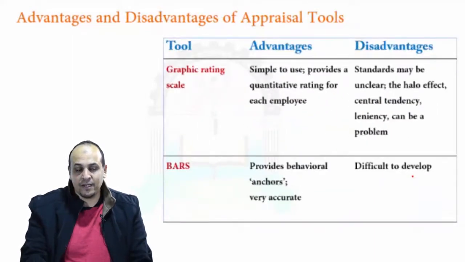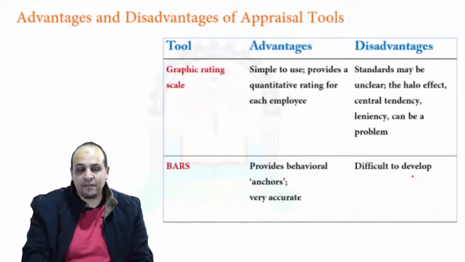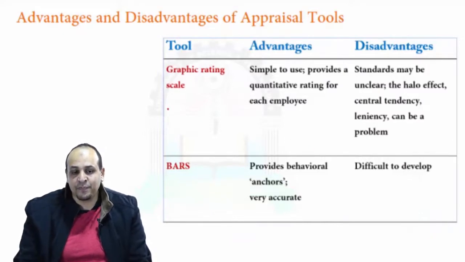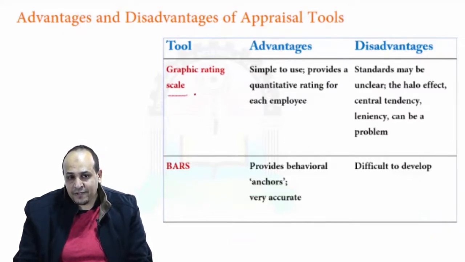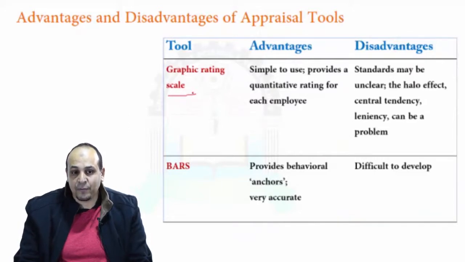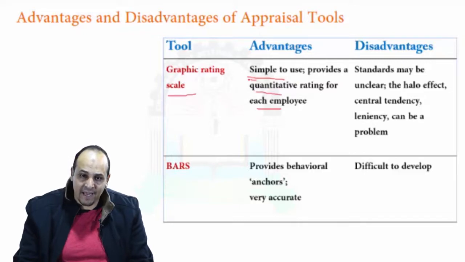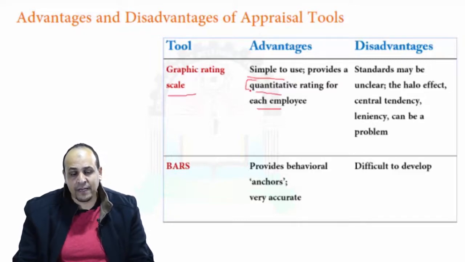Now the last issue here, we will talk quite briefly about the advantages and disadvantages of appraisal tools. For example, if you're considering the graphic rating scale, one of the advantages is that it is simple to use, quite common, and provides a quantitative rating for each employee. This can be good considering certain businesses. On the other hand, disadvantages: standards may be unclear, central tendency and leniency can also be a problem.